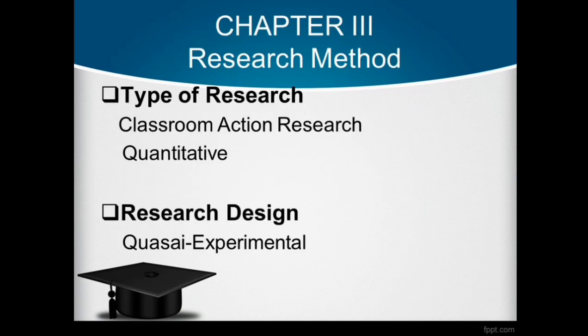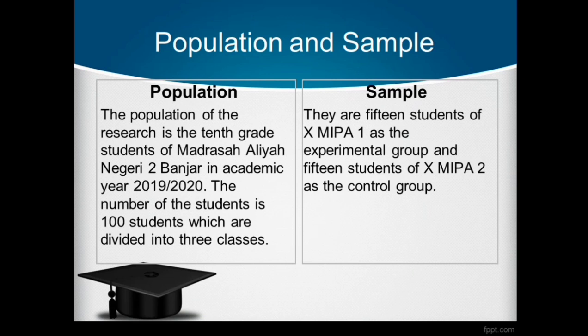And then research method. The type of this research is classroom action research, which means quantitative research. And for the research design, it is quasi-experimental. And the population of the research is the 10th grade students of Madrasah Aliyah Negeri 2 Banjar in academic year 2019 and 2020. The number of the students is 100 students, which are divided into 3 classes.